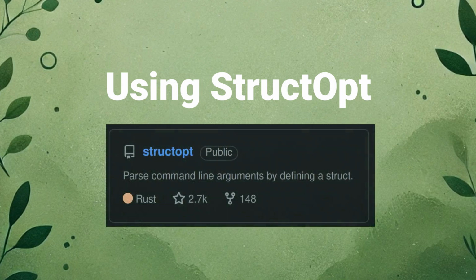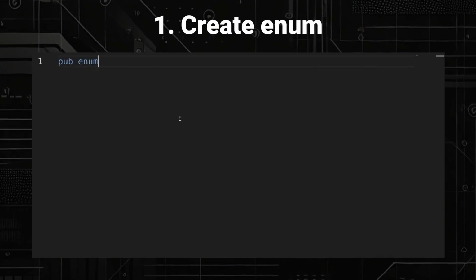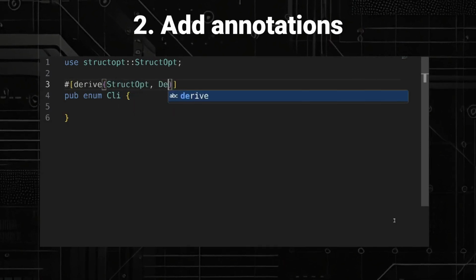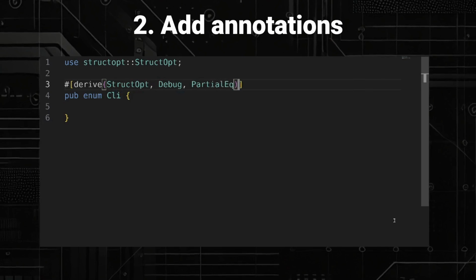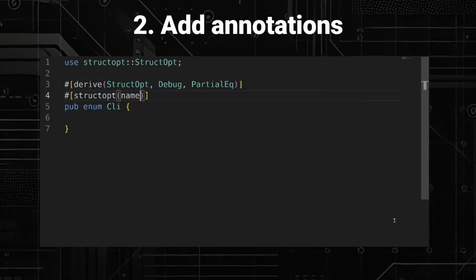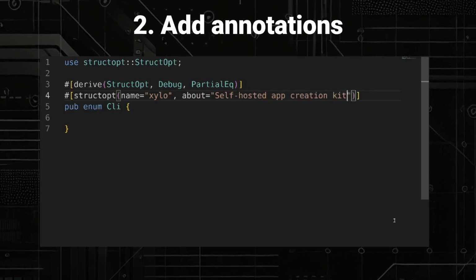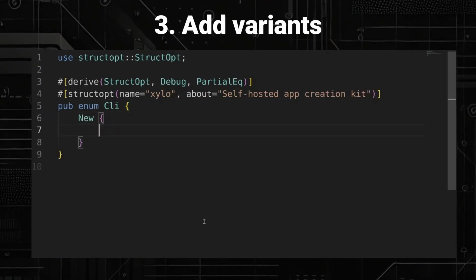To use struct-opt, there are a few steps. First, create an enum to hold your CLI structure. Next, add annotations. The first annotation will mark that our enum derives from struct-opt, debug, and partial eq. Then, add a second annotation to tell struct-opt the name and description of your command so that the help menu can be auto-generated. Finally, add variants for the enum.